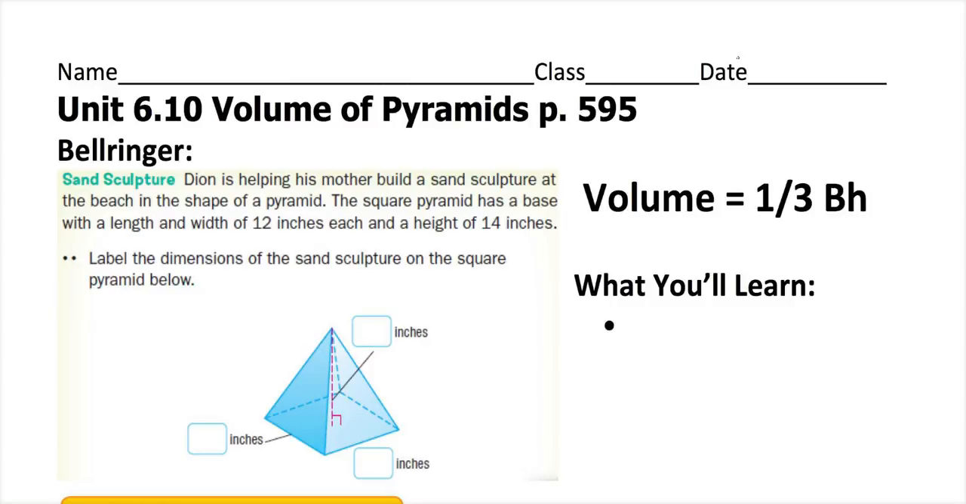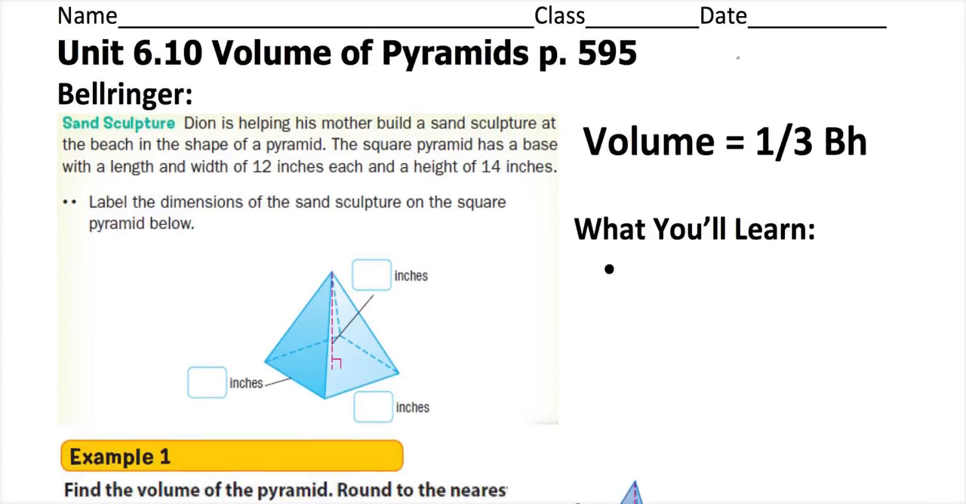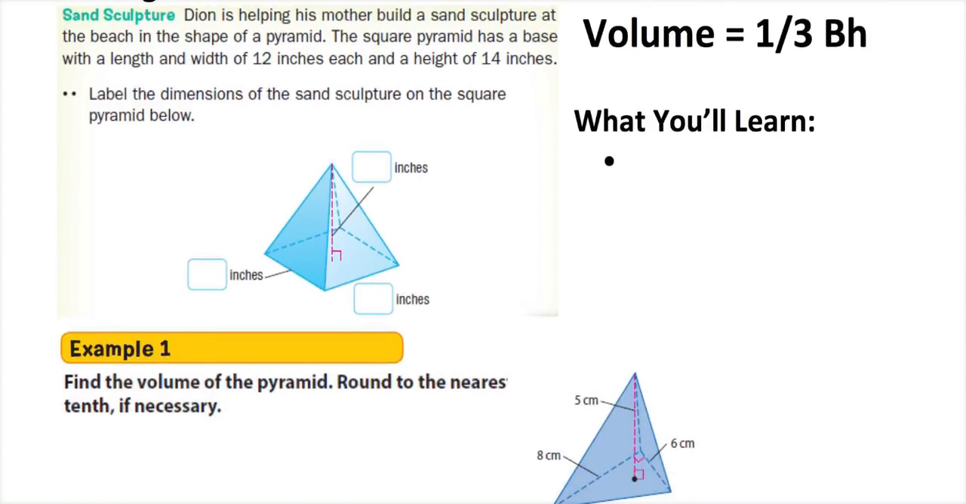All right. So we're supposed to label the dimensions of the sand sculpture on the square. So for this one, we would have 14 here, which is the height. This would be 12, and then this one should have been 12 as well, because it's a square.